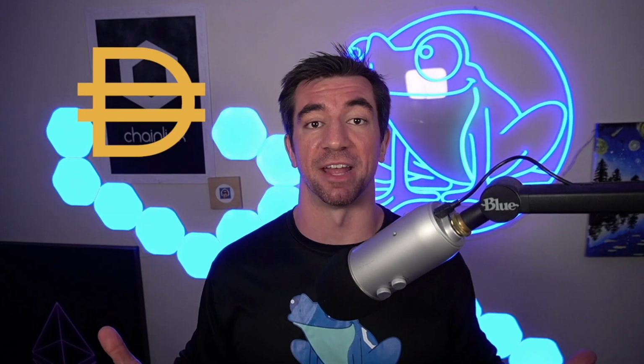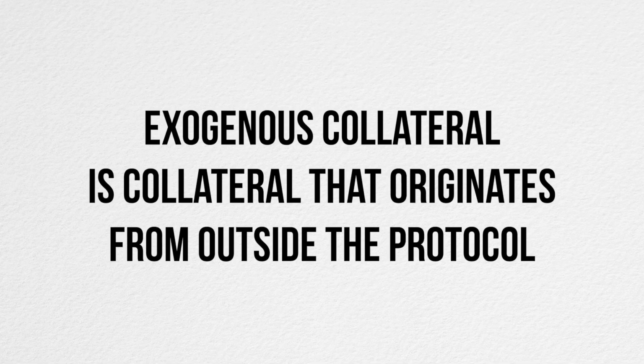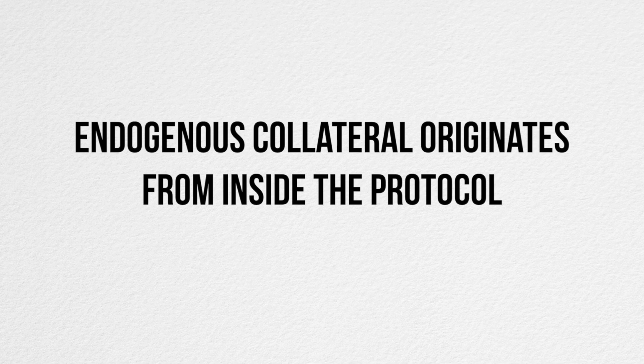For example, USDC has the dollar as its collateral, and it's the dollar that gives the USDC token its value, because you hypothetically can swap one USDC for $1. DAI is collateralized by many assets. For example, you could deposit ETH and get minted DAI in return. And UST was, in a roundabout way, collateralized by Luna. Exogenous collateral is collateral that originates from outside the protocol, and endogenous collateral originates from inside the protocol.